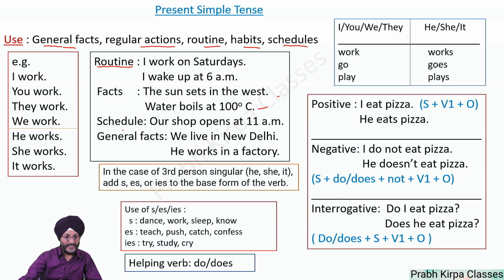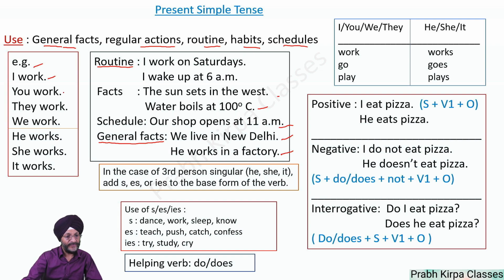This tense also tells us about schedules. For example, our shop opens at 11 a.m. This tense is also used to tell about general facts. For example, we live in New Delhi. He works in a factory. Examples of this tense have also been given here.